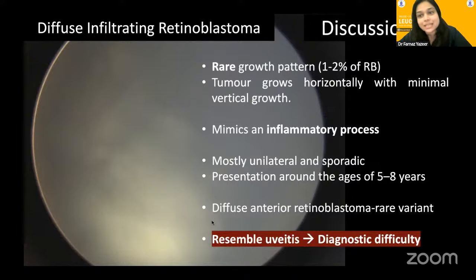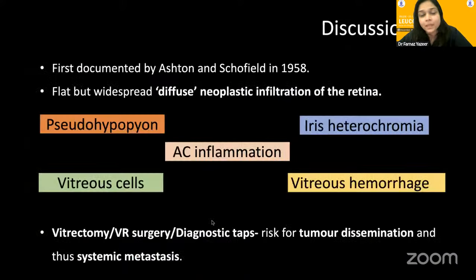It seeds the tumor cells into the aqueous humor from the vitreous base and also to the ciliary body. As a result, these tumors tend to resemble uveitis, and thereby this is a diagnostic difficulty. It is characterized by flat, widespread, diffuse neoplastic infiltration of the retina, with dispersion of tumor cells into the anterior chamber and vitreous. The masquerades are mainly as white eye, pseudohypopyon, anterior chamber inflammation, iris heterochromia, vitreous cells, and intraocular hemorrhage, all of which can suggest uveitis.